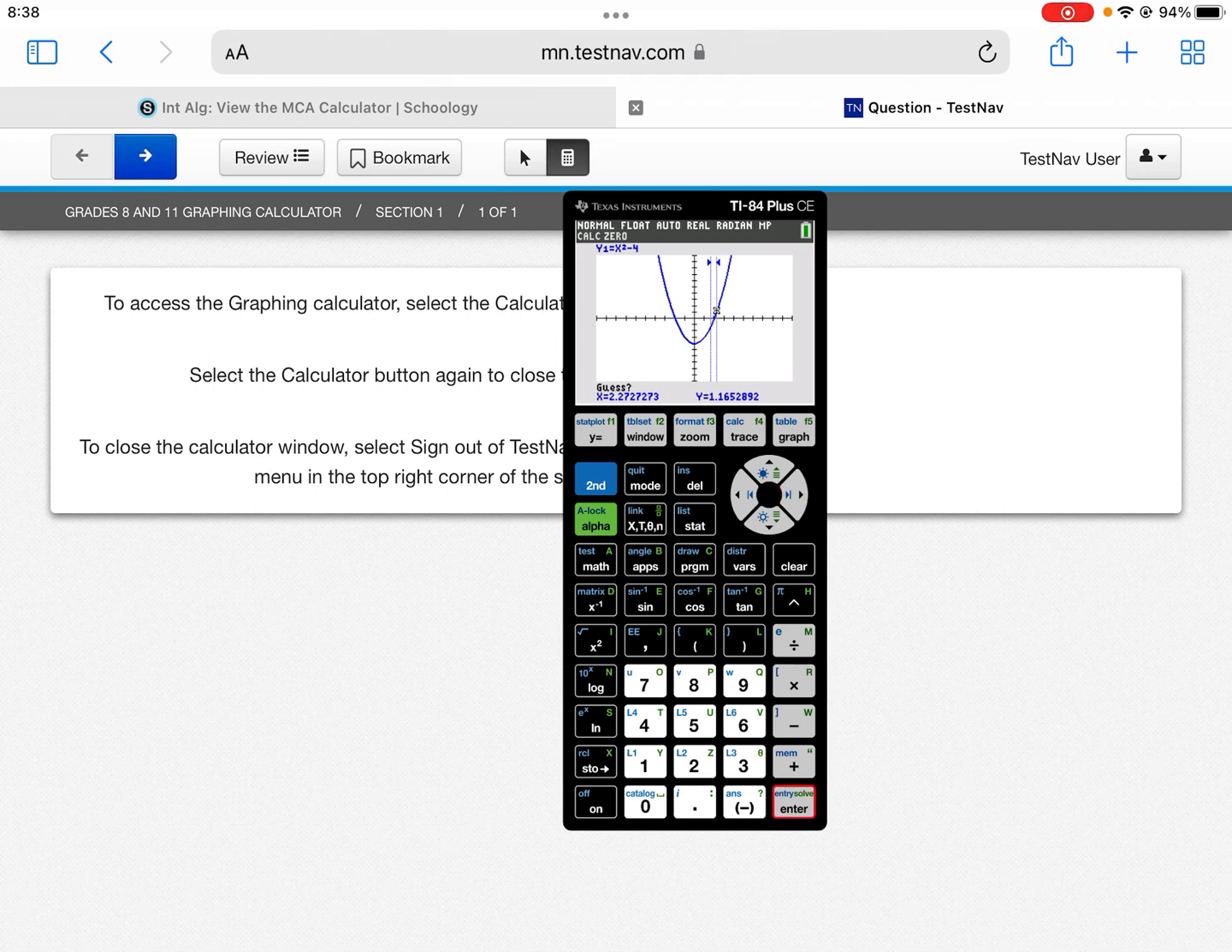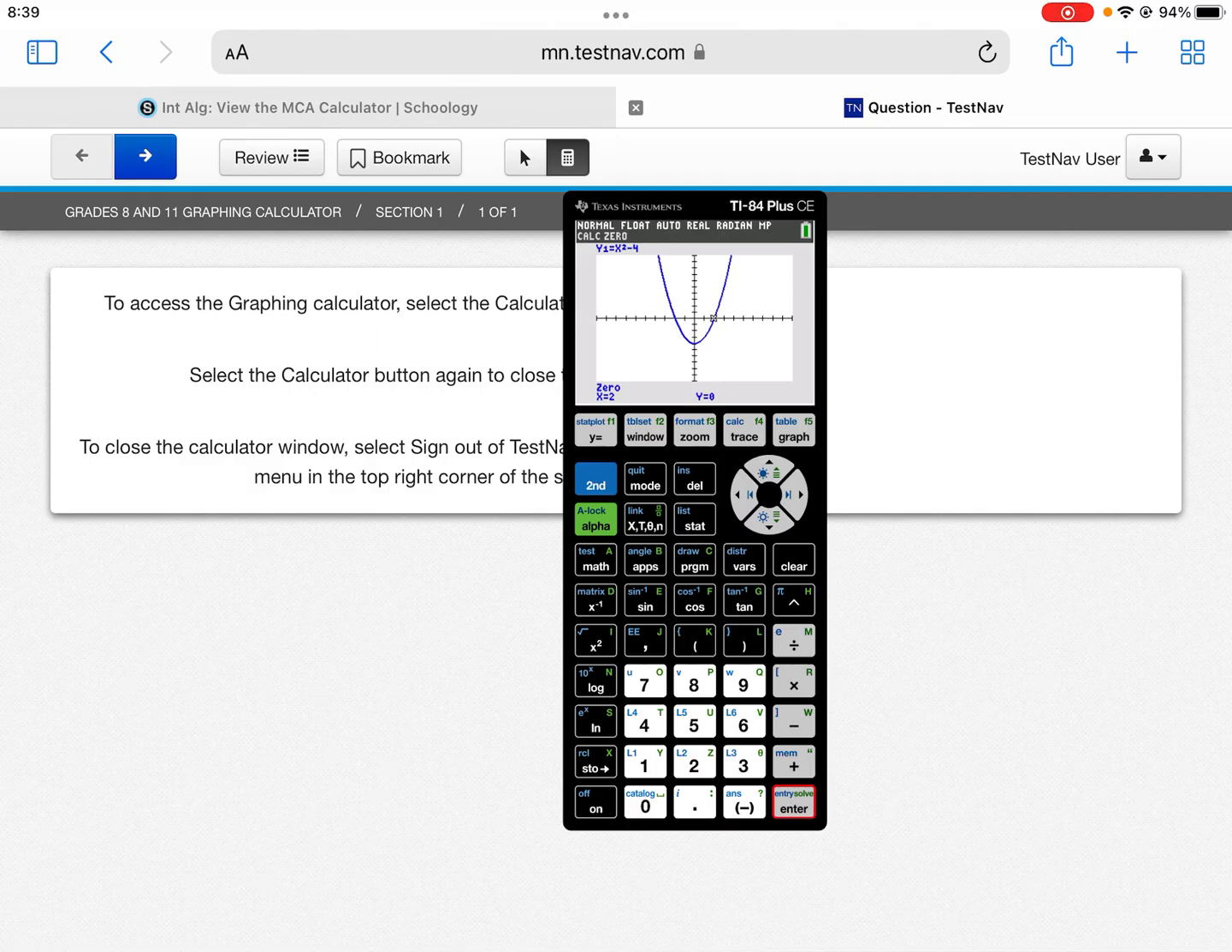Now it's asking me if it wants to guess, and I'm going to say yes. So I'm going to click enter. And that solution is 2. So go ahead and write that in your notes. The other 0 is 2. And so the 2 zeros, the 2 solutions here for this example are -2 and 2.